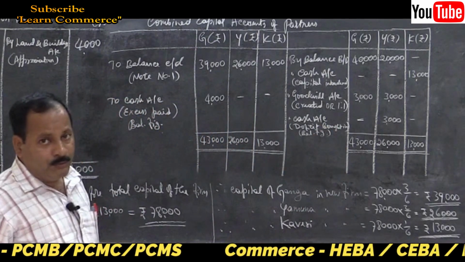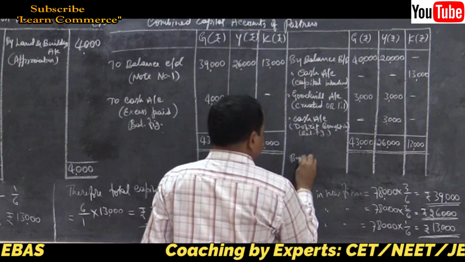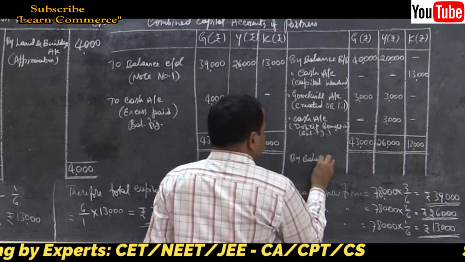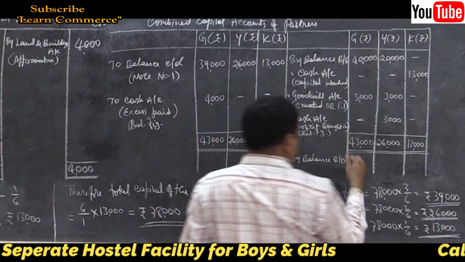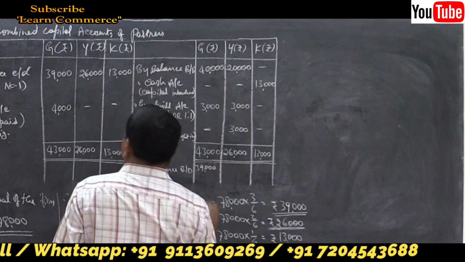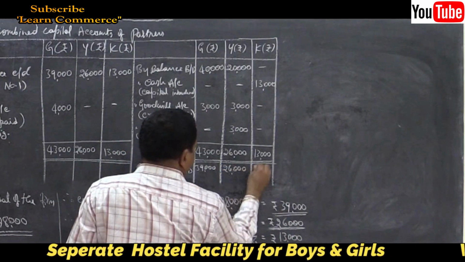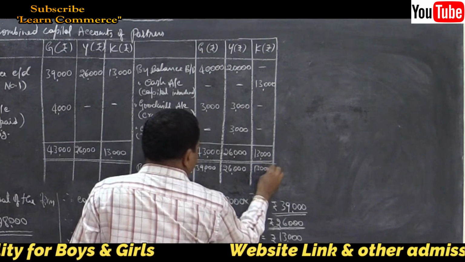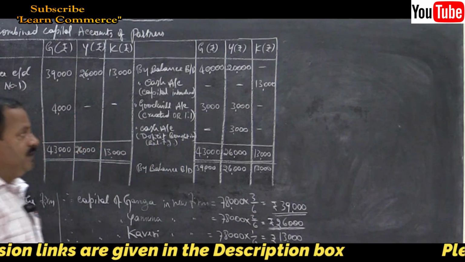Now what you have to do? You have to bring down the balance. Correct. So, by balance brought down, write the same amount which was carried down, 39,000, then 26,000 and 13,000. This is how you have to prepare capital account. Your capital account is over.